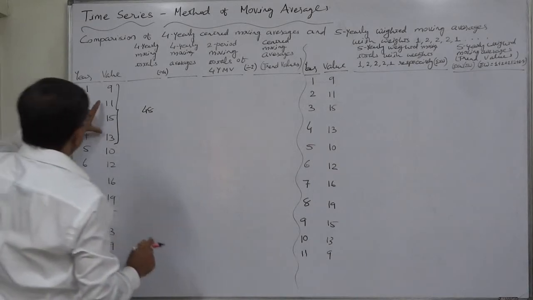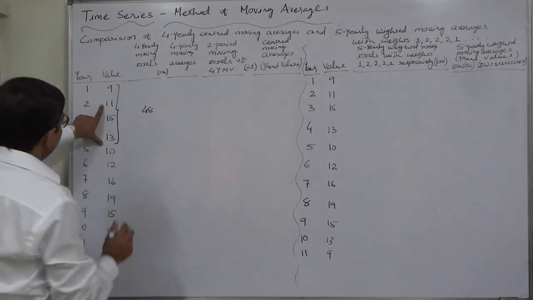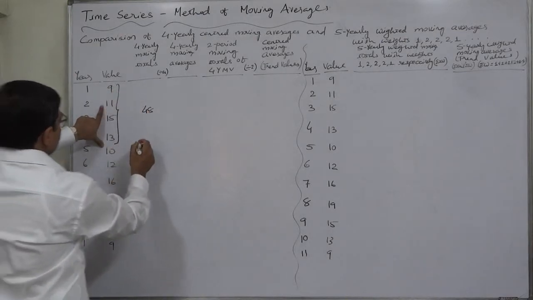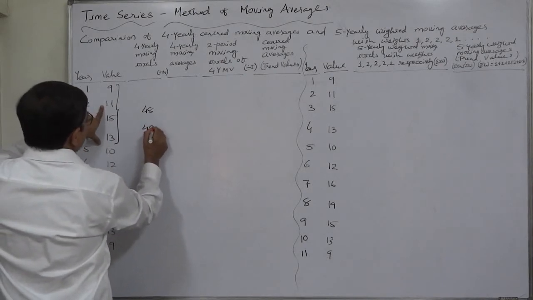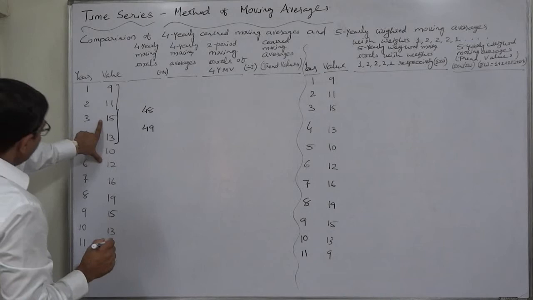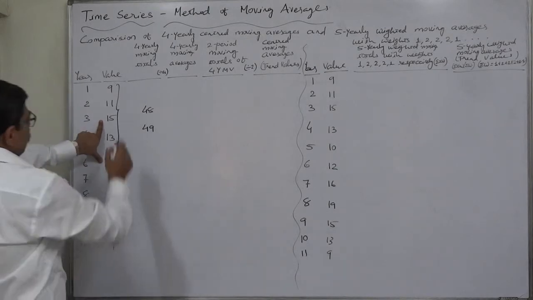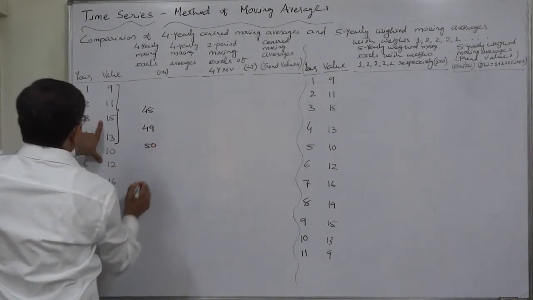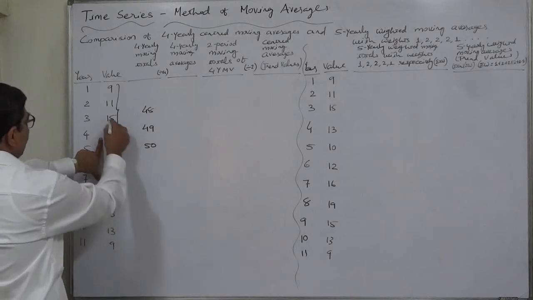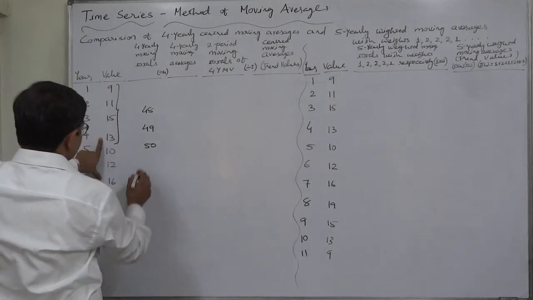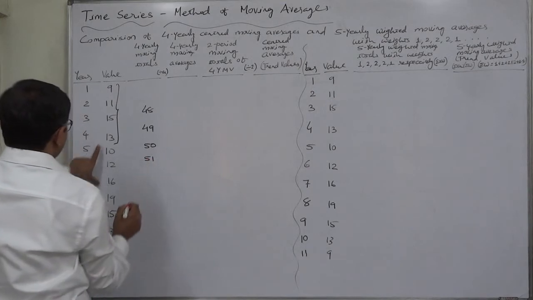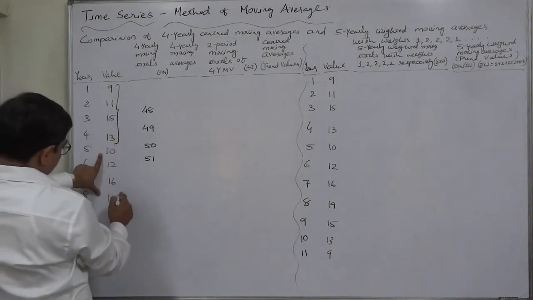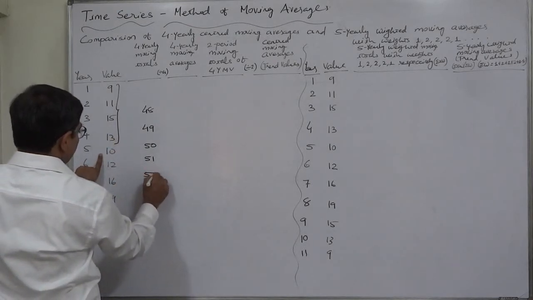Now the total of second to fifth: 48 minus 9, 39 plus 10, 49. Then total of third to sixth: 49 minus 11, 38 plus 12, 50. Then fourth to seventh: 50 minus 15, 35 plus 16, 51. Then 5th to 8th: 51 minus 13, 38 plus 19, it will be 57.